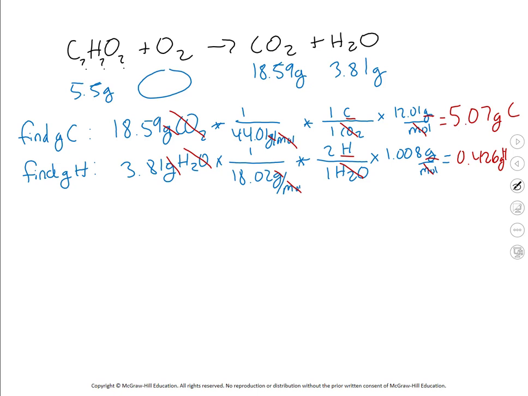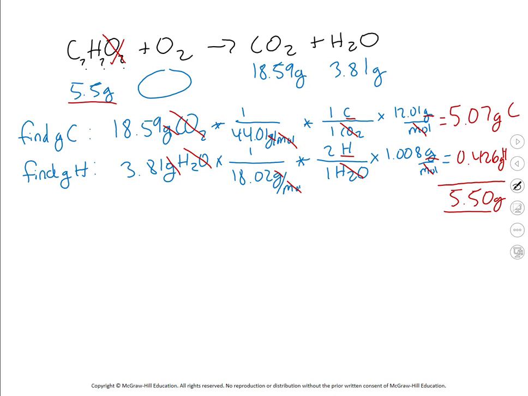Now, how do we find out if there's oxygen there? Good. Add those together and subtract it from our total mass of benzene. So 5.07 plus 0.426 adds up to what? 5.496, which we've only got 2 decimal places, so that rounds to what? 5.50 grams. So, did we have any grams of oxygen? No. Nope, because that's 5.5 grams, and we ended with 5.5 grams. So that means that there must not be any oxygen in benzene.